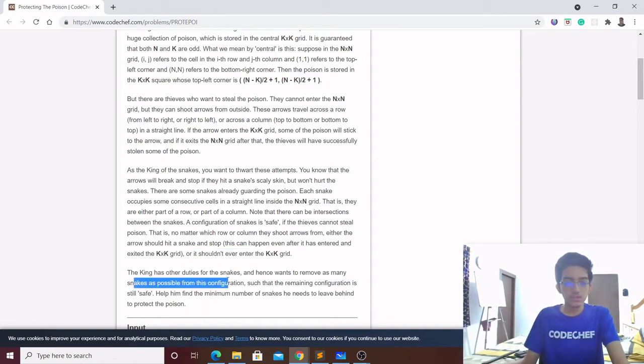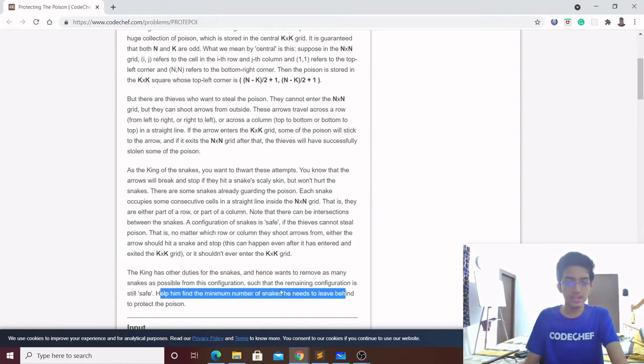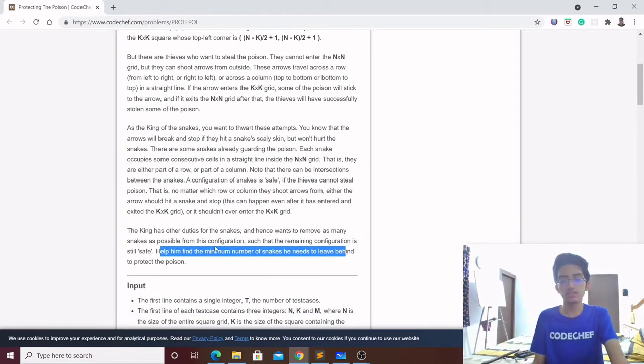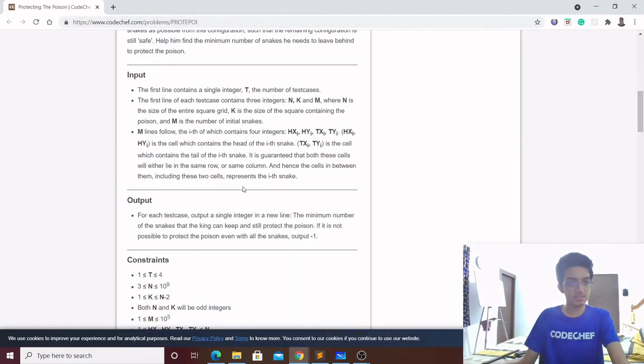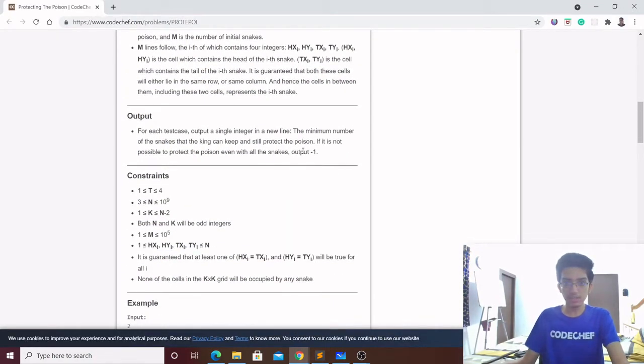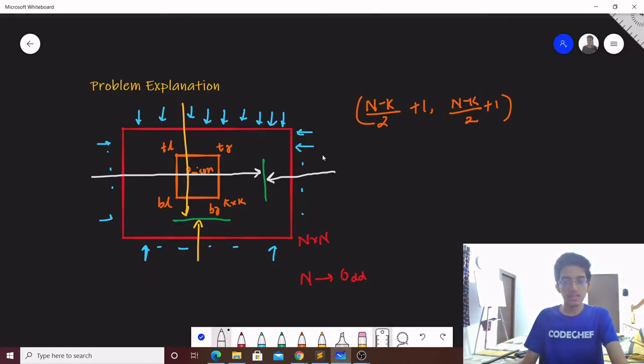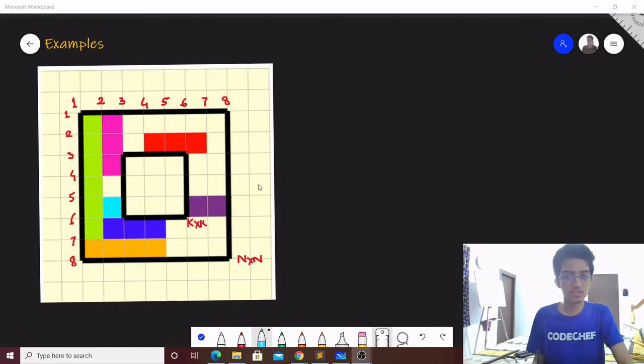The king has other duties for the snake and hence wants to remove as many snakes as possible from this configuration such that the remaining configuration is still safe. Help him find the number of snakes he needs to leave behind to protect the poison. So we want to minimize the number of snakes guarding the poison such that the poison is guarded. And there may be a case that it is not possible to guard the poison, and in such a case we output -1. Let's look at some examples.